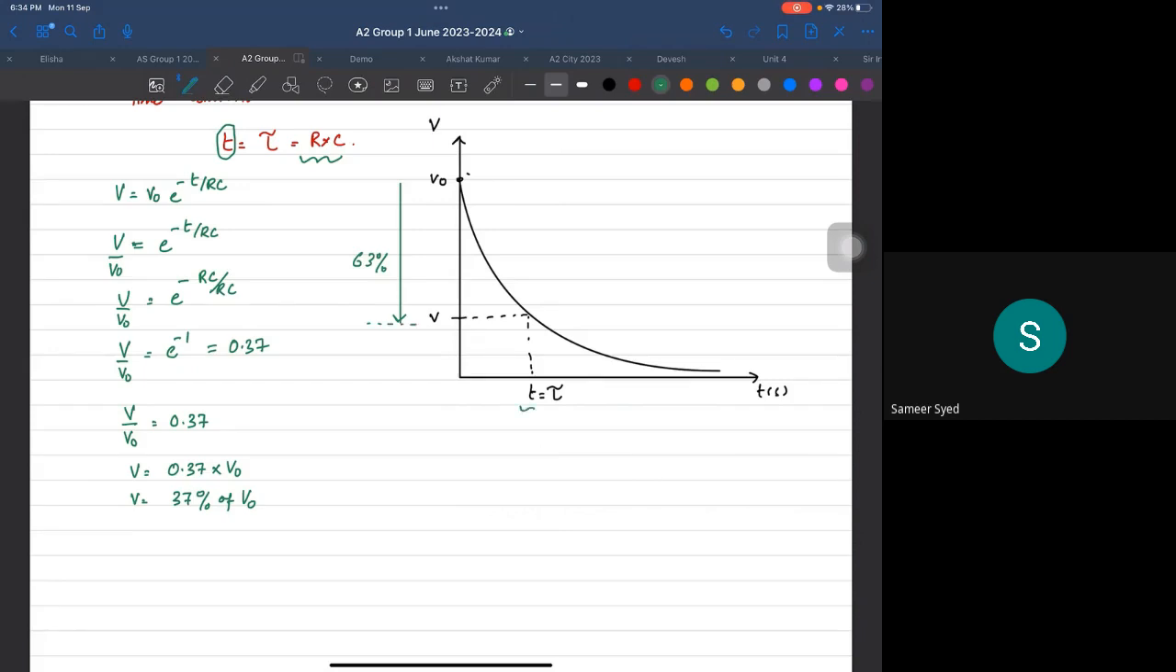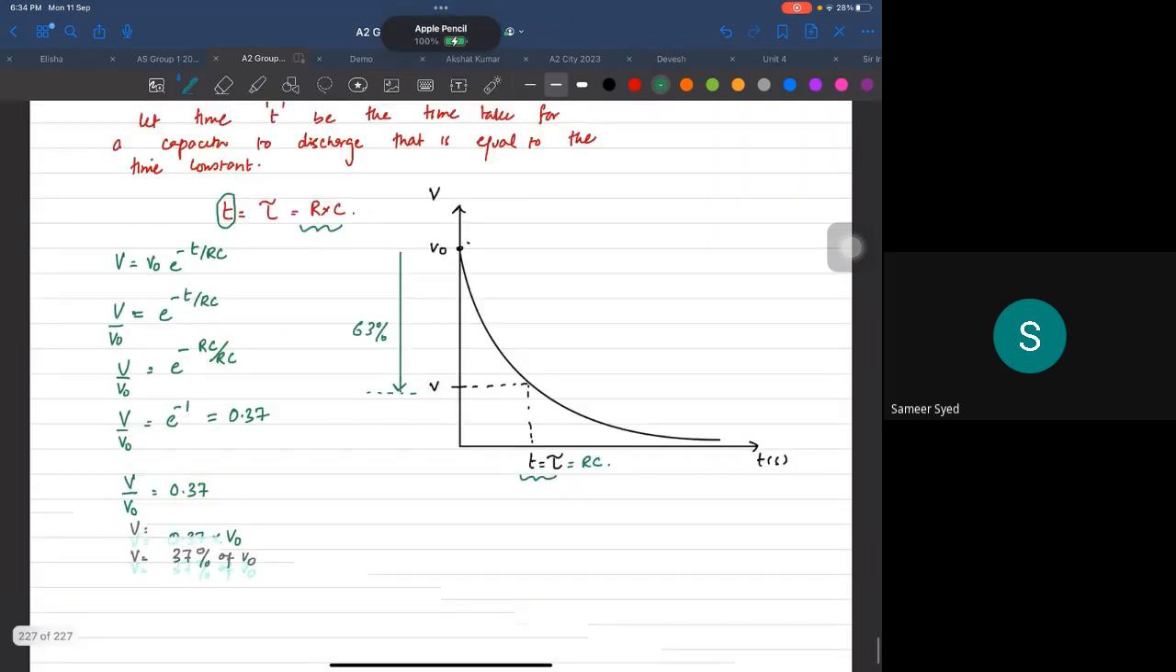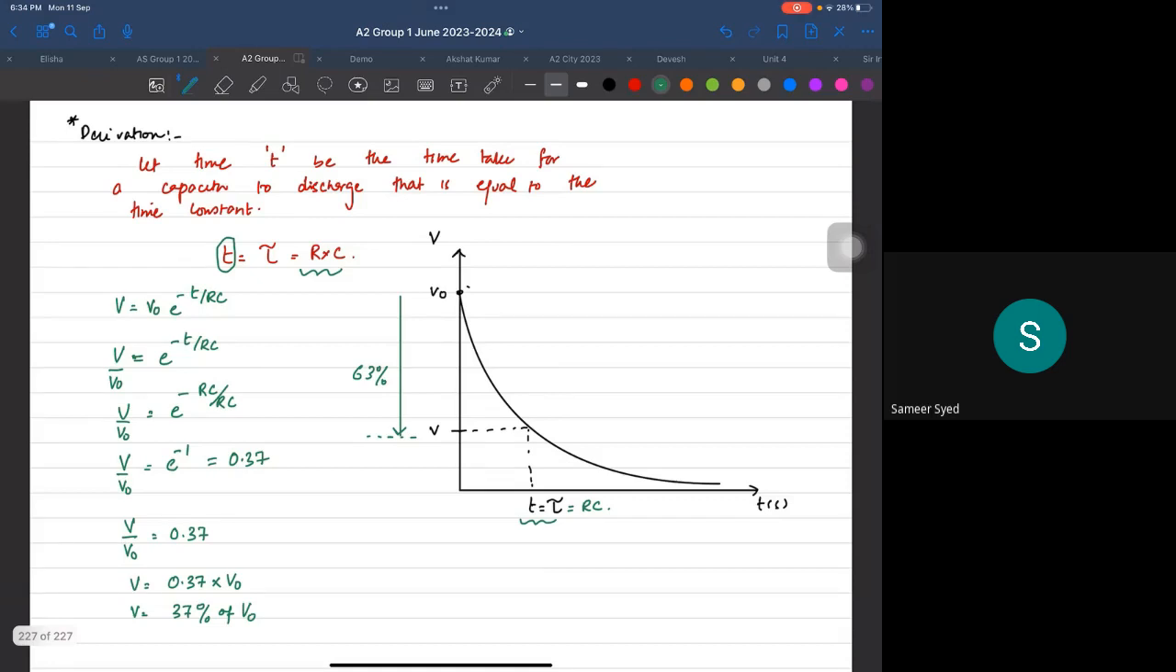So if we check the time on the graph, it is going to give us a value of RC directly. Do you guys get it? Do you have any question?